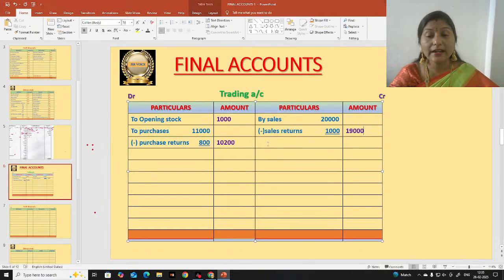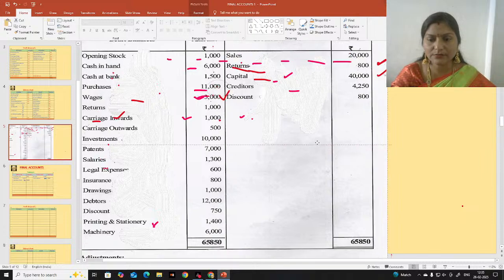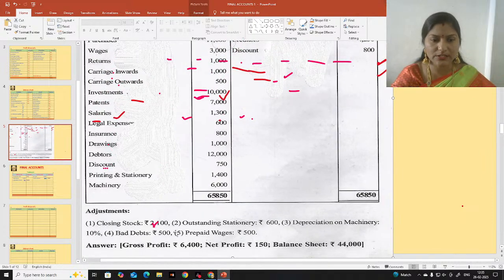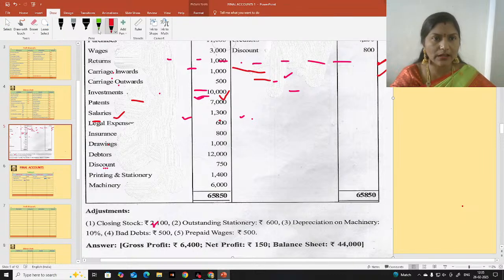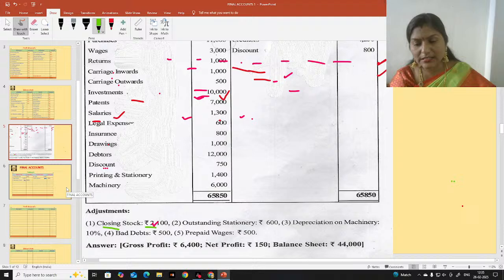Okay, and the next item on the credit side is closing stock according to our format, but closing stock will always appear in the adjustments. Let us go to adjustments and check. If you see the adjustments, we have adjustments down here. The first adjustment is closing stock only. How much closing stock do we have? Here you can see closing stock 2,100. Let us record that closing stock in the trading account credit side as the second item.